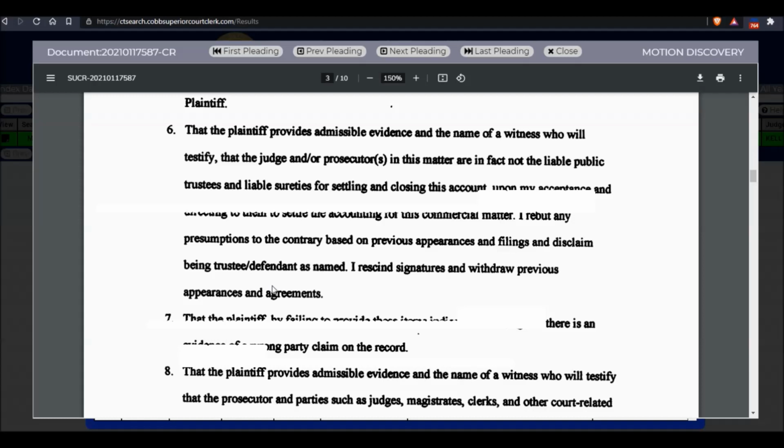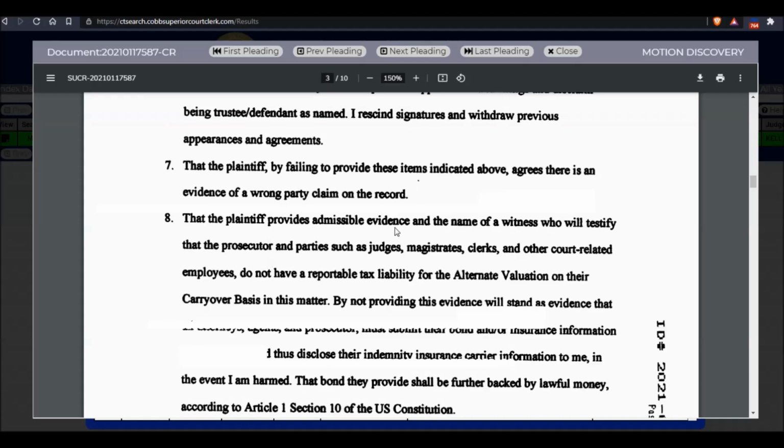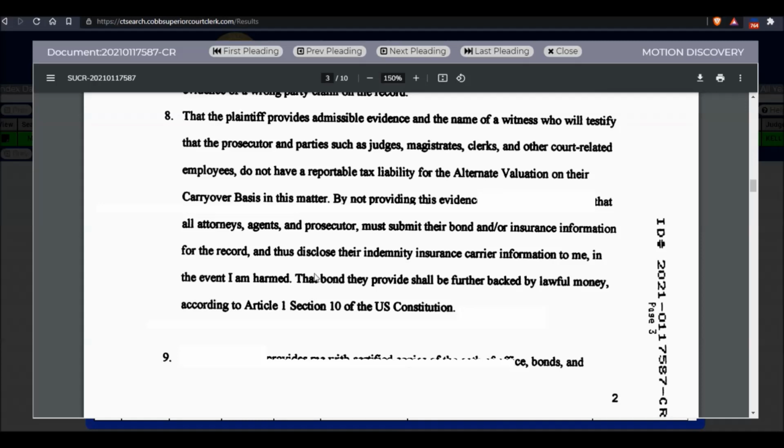You're contradicting yourself. And then it goes on, proof of claim that the clerk and other court-related employees do not have a reportable tax liability for the alternative valuation on their carryover basis in this matter. Speculation. This is all speculation right here. You have to bring in the evidence that shows that this is viable and that somebody is liable to respond to this.